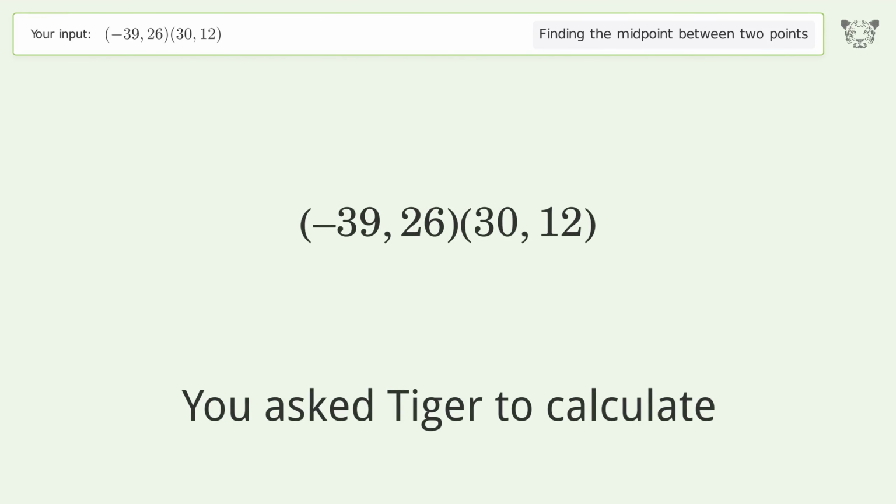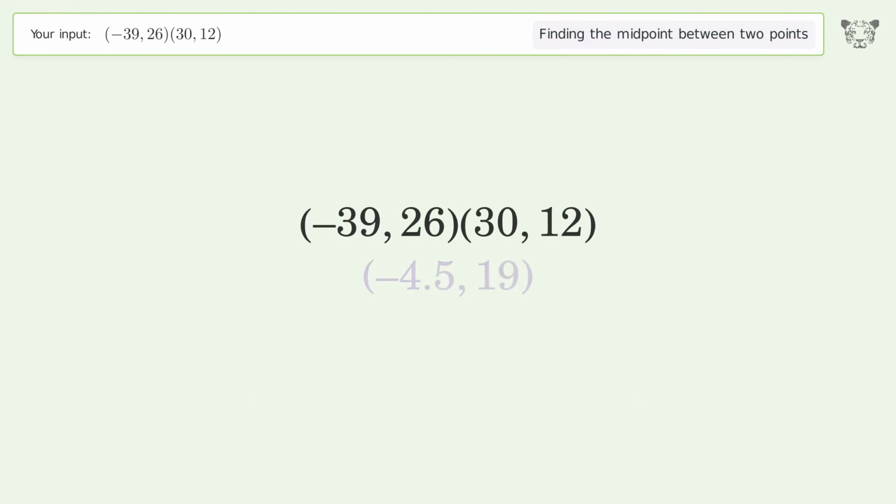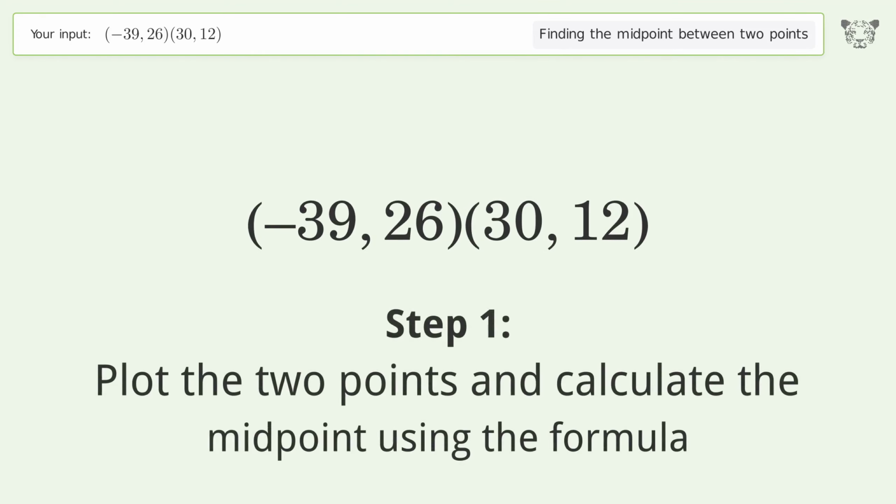You ask Tiger to calculate. This deals with finding the midpoint between 2 points. The midpoint between the 2 points is -4.5, 19. Let's solve it step by step. Plot the 2 points and calculate the midpoint using the formula.